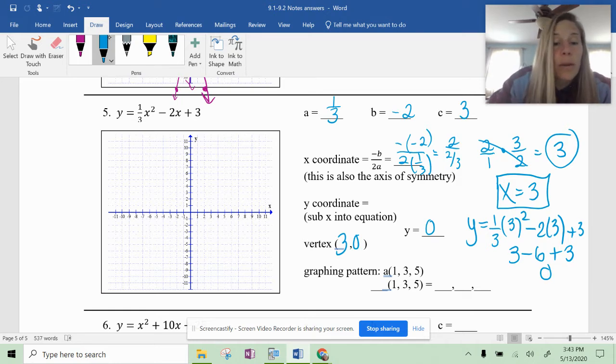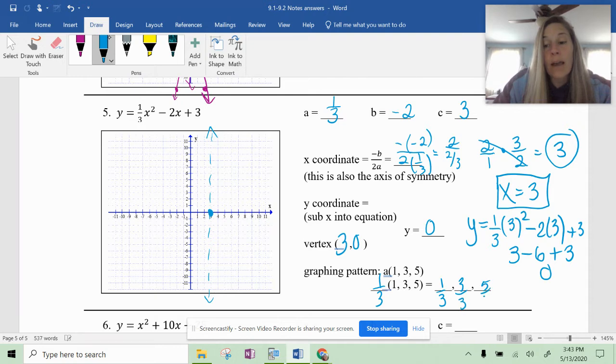So I'm going to go over 3 and up 0. That's my vertex. My axis of symmetry is this vertical line going right through there. And then I'm going to use my 1/3 to do my graphing pattern. So I'm going to get 1/3, 3/3, and 5/3. Now, it might be a little bit easier to put these in decimal form, so when you graph it, it makes a little more sense.